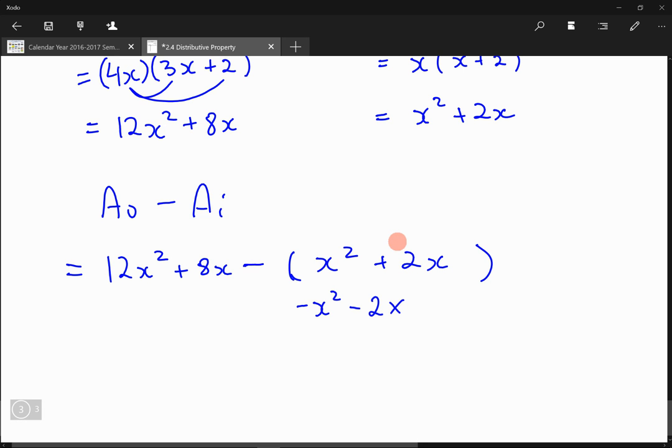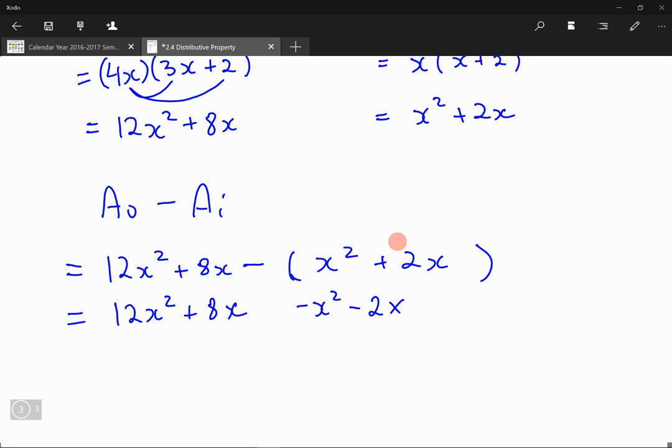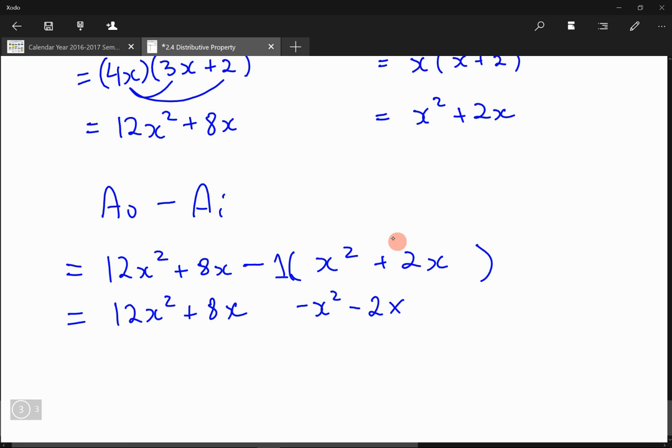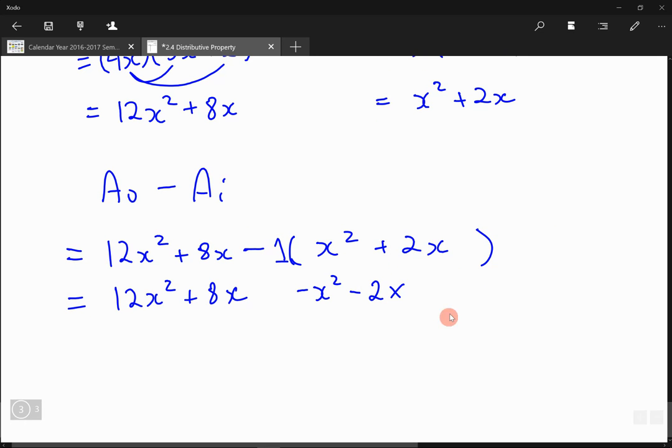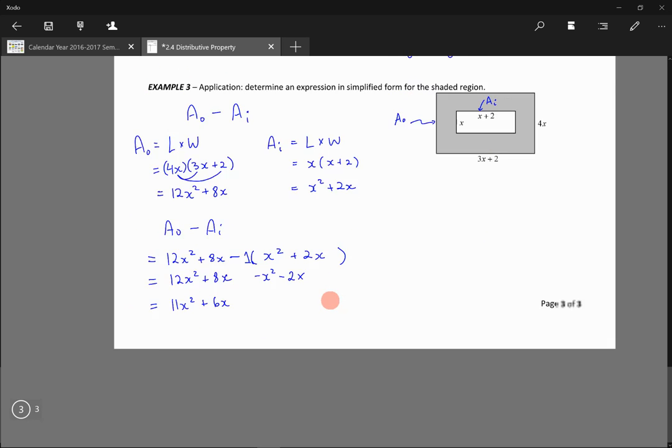That's all you're doing. And then what I have here in the beginning is 12x squared plus 8x, and that doesn't change. Even if you did think of the invisible 1, you can do negative 1 times x squared, which gives you minus x squared, which is what I have here. If you did negative 1 times 2x, you get minus 2x, which is what I already have here. Okay, the 12x squared, collect like terms, 12 minus 1 is 11, so 11x squared. And 8 minus 2 is positive 6, so plus 6x. That is the expression for the shaded area. And we're done.